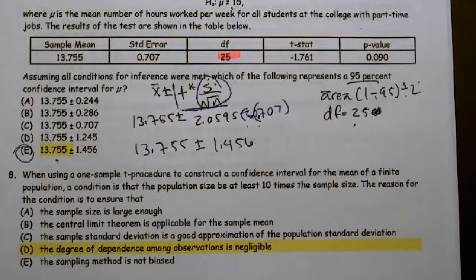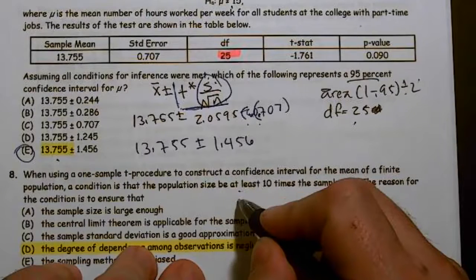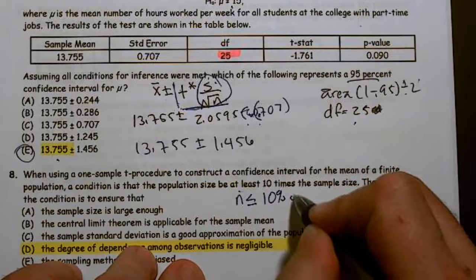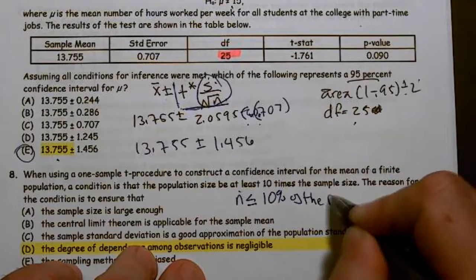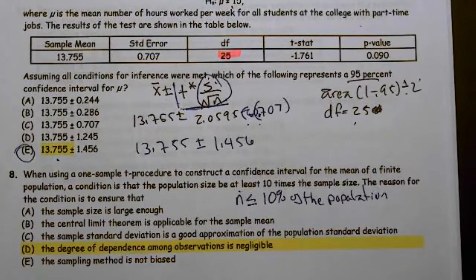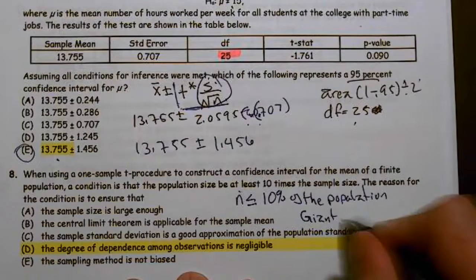When using a one sample t procedure to construct a confidence interval for the mean of a finite population, a condition is that the population size must be at least 10 times the sample. All right. So this is basically n has to be less than or equal to 10% of the population. So n must be less than 10% of the population. The reason for this condition, all right, all year long, Mrs. Lamb and I have both talked to you about the giant pile of M&Ms.